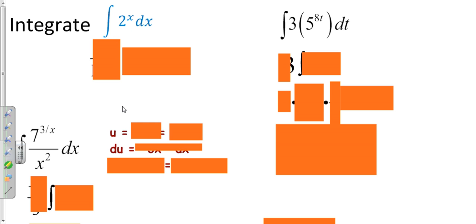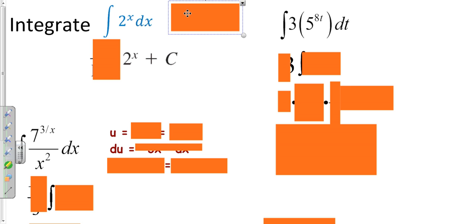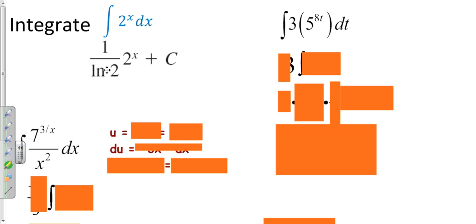Now we need to integrate here. So when you're integrating a number to a variable, you're going to just have that showing up. Remember your plus c. And then we have to undo. Remember, if we did the derivative, we'd get the natural log of 2 showing up. We're integrating, so we have to undo that. So we have to have 1 over the natural log of 2 in front. This one here, 3 times this, we put the 3 in front.